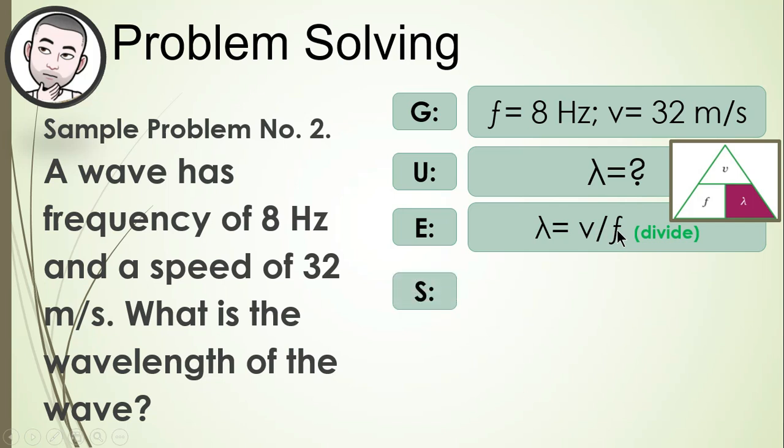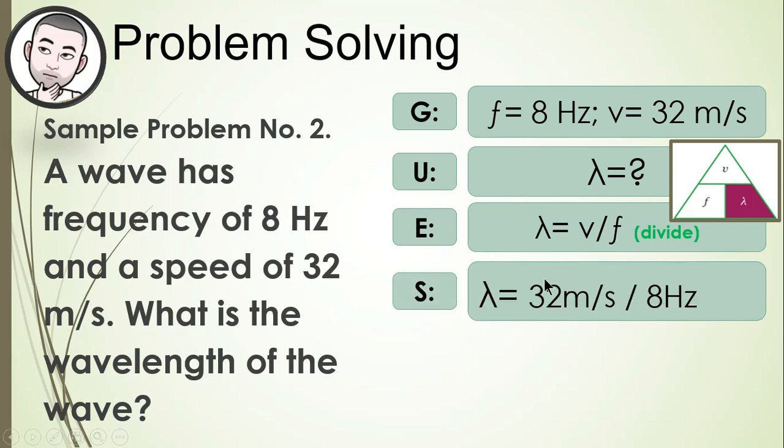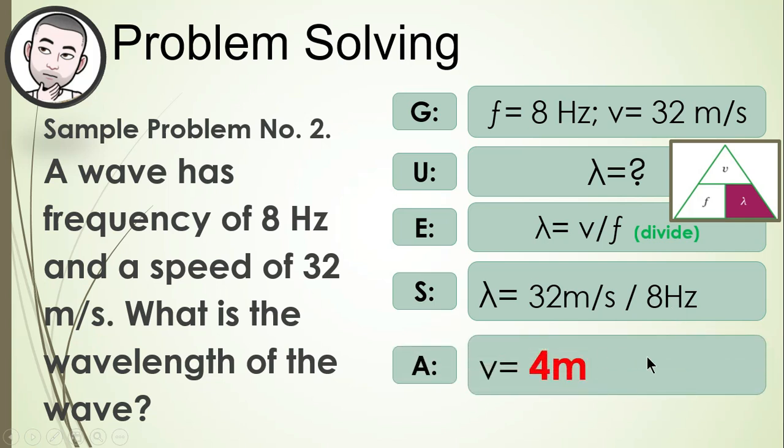So what is the solution? Let us now substitute the given value. So we have here 32 meters per second, that is the speed or velocity, and 8 Hz, that is the frequency. Let's now proceed with the operation, which is division. 32 divided by 8, the answer is 4. Since we're talking about wavelength, and the unit for wavelength is meter, this is what we're going to use for our unit. So the final answer is 4 meters.